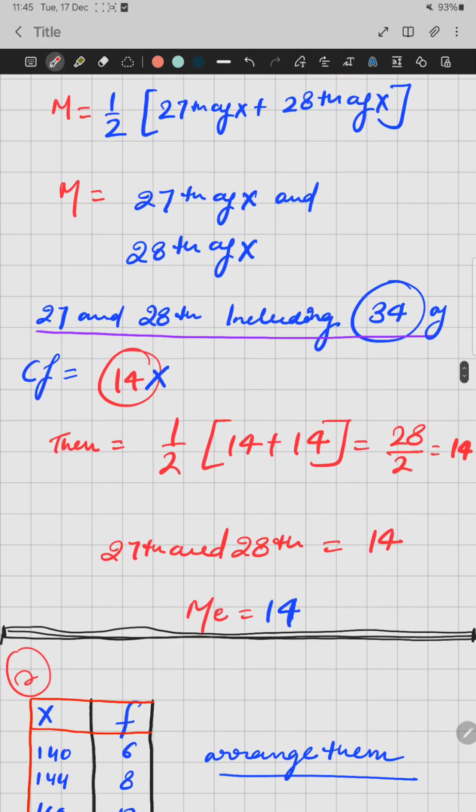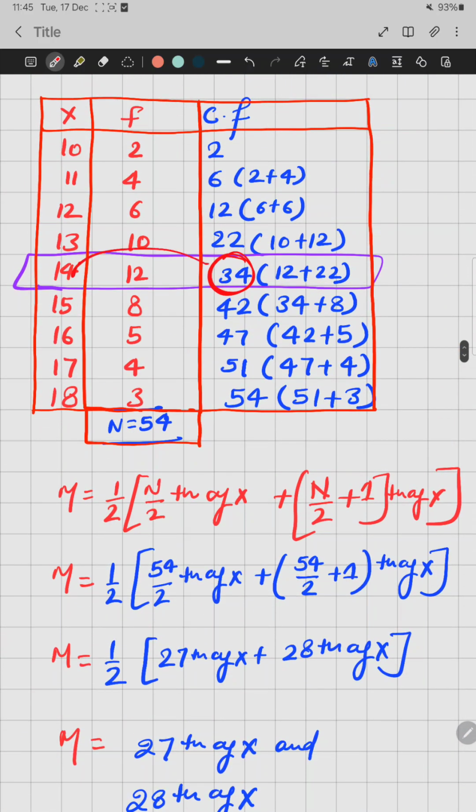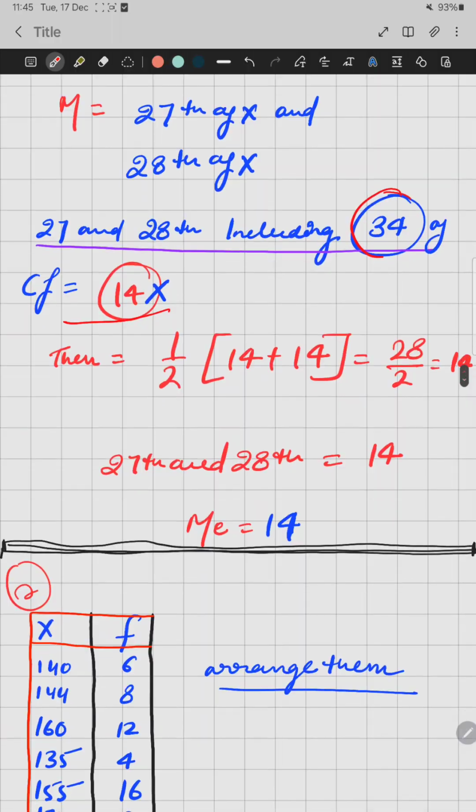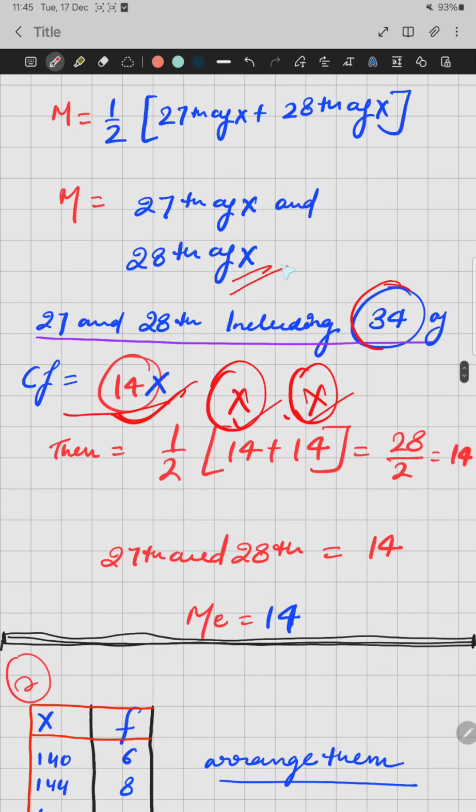Now in CF you will find that 34 is of the X series 14. So here 14 will be taken in place of 27 and 28, because you need to find the 27th and 28th in the X. So 27 and 28 both fall into the 14th of X, right?